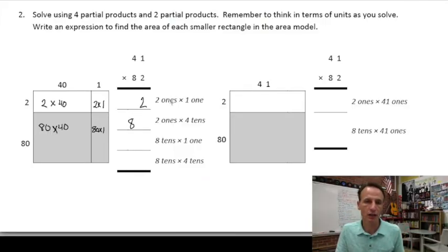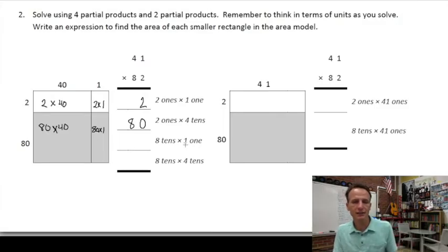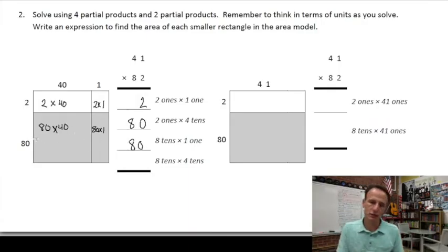Make sure you're thinking in terms of units, also aligning your place values correctly as you go. 8 10s times 1 1, well, that's 80 times 1, we can handle that, right? 80. No prob. Now 80 times 40, I'll just write it out. We're going to use the distributive and associative properties in one giant leap to say, hey, this is the same as 8 times 4 times 10 times 10, which is to help you.